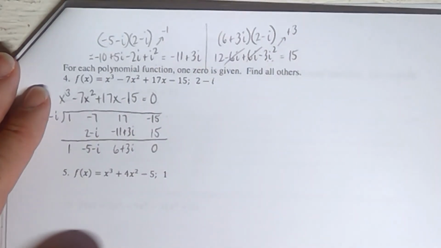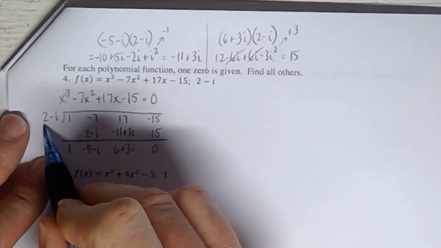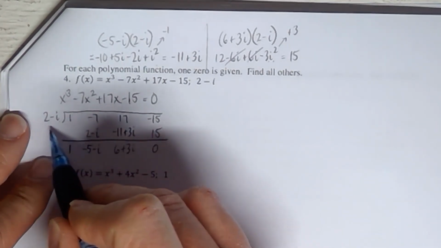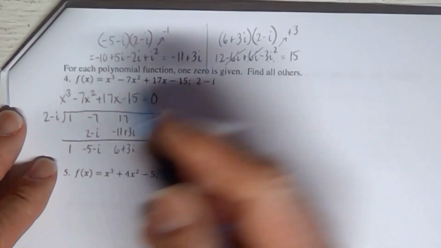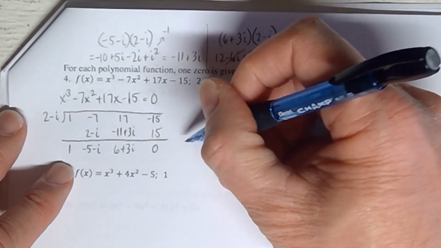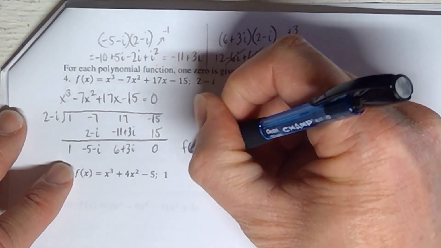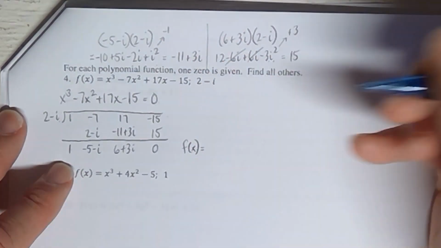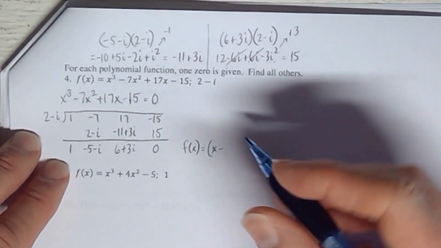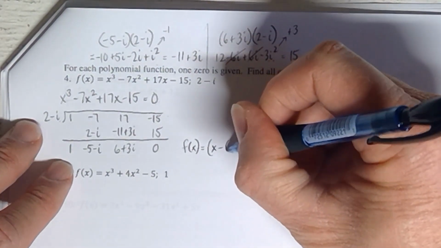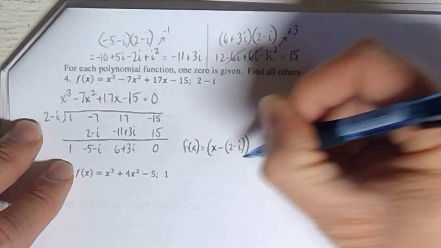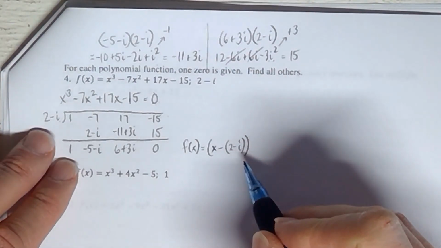Now, just like I told you in the last problem, when you have two terms in the number on the outside, you've got to bracket that inside of the bigger bracket. So the original f of x function is equal to what? It's equal to x minus, make sure to use the minus there when you're doing two terms, like we did in the last problem, x minus bracket 2 minus i.